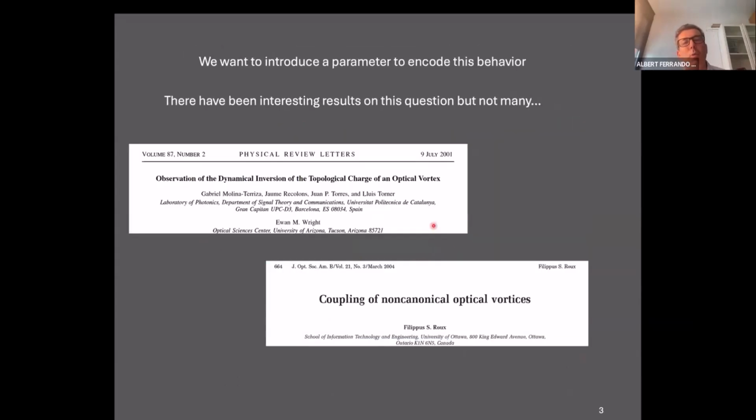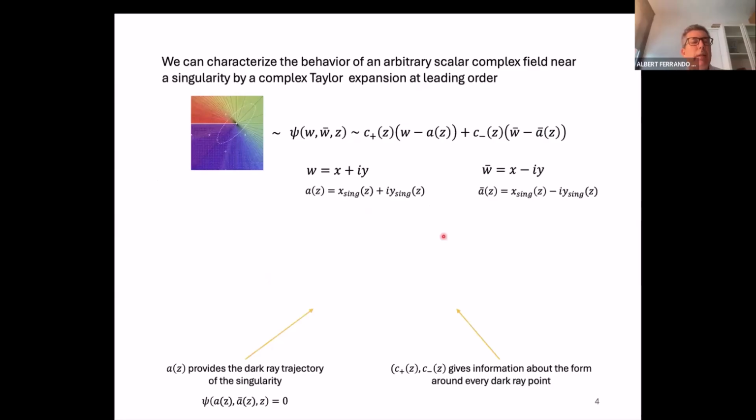But this is something that, of course, has been well known for some time. There are very interesting results about this question, but somehow it's not completely studied, or there is not much interest in it, despite the efforts of some authors to work on this. I want to show you that this can be really interesting by analyzing the behavior of this in the context of a scalar complex field.